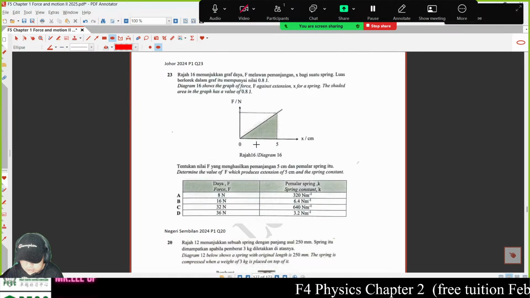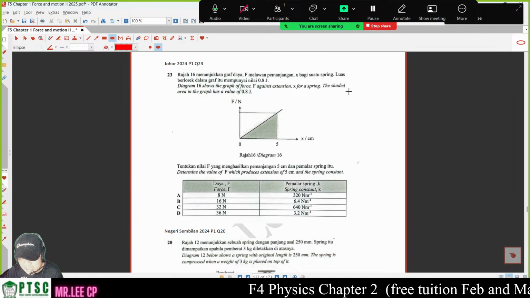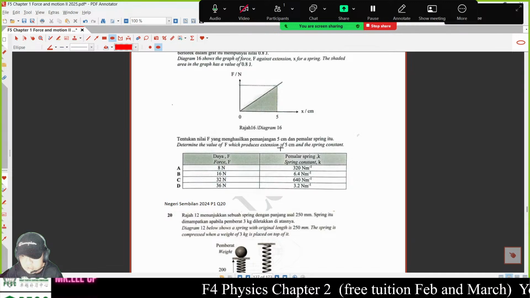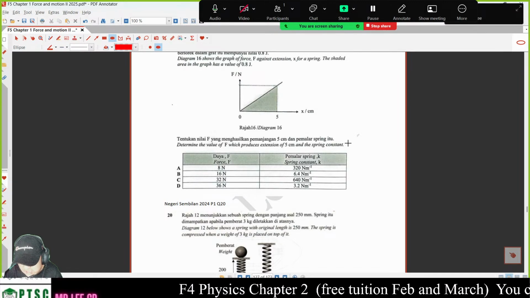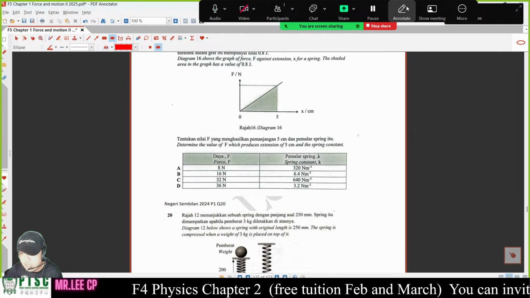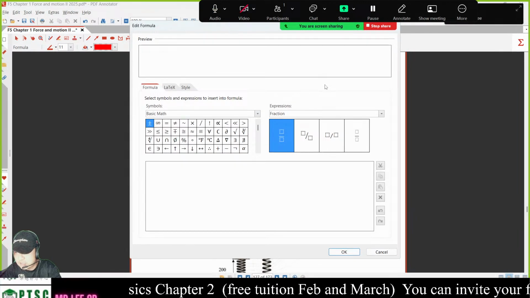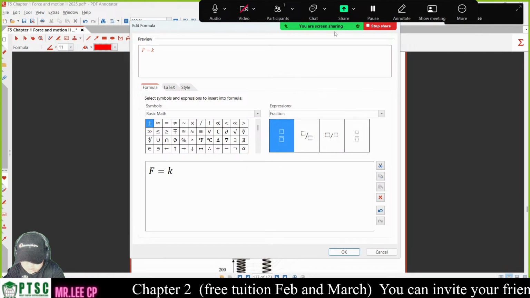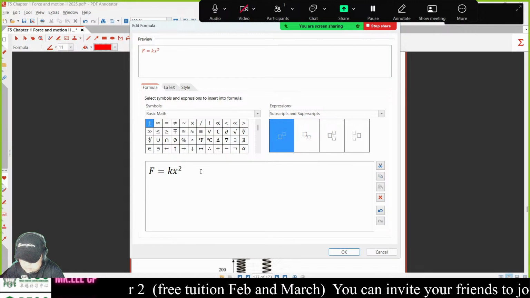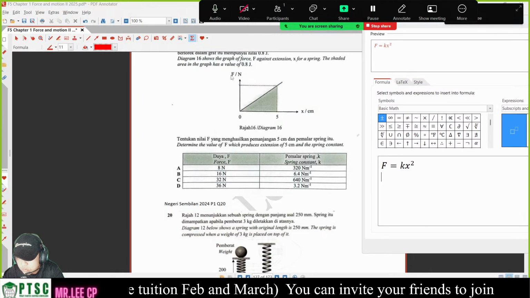Continue. Now, diagram 14 shows the force against the x for the spring. The shaded area is 0.8 joule. So determine the F to produce a 5 cm extension, and the spring constant. Extension 5. So now what do we have is F is kx squared. So they said this one is how many joule? They said 0.8 joule.